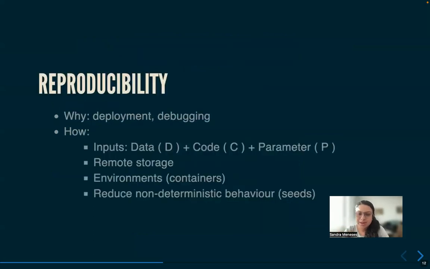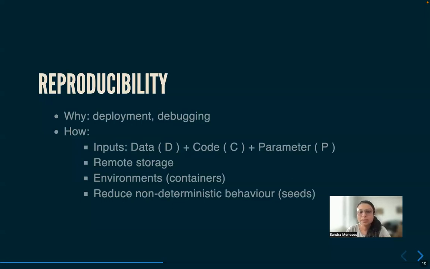For that, we also have to be sure that we are able to reproduce the models, because if I'm working in my local machine, I get good results, I want to get the same good results when we are in production. So we need to reproduce for deployment and also for debugging, because if there is an error, we also want to check what is the cause of the error. For that, we have to be sure that we have the same inputs, so the same data, the same code, and the same parameters. We may need to have remote storage if there are multiple people working in the same use case. So we have to be sure that we are all seeing the same data.